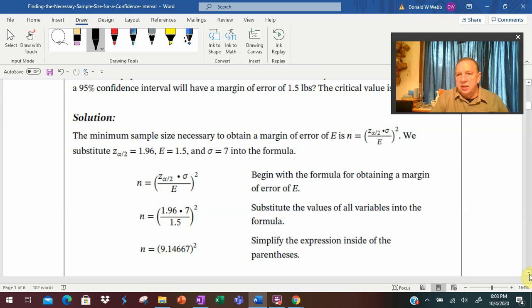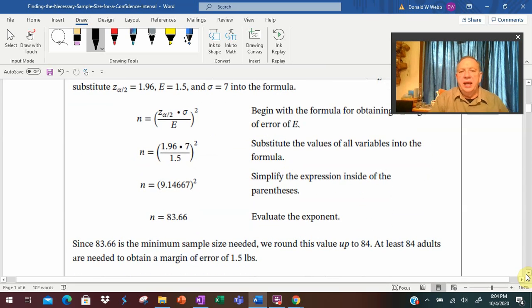Please excuse my dear Aunt Sally. Do all the stuff in the parentheses first. Multiplication, division, my dear. So do this multiplication, division. I get this number, and then I square it. And I get 83.66. Now that's the number of samples that I have to have as the people. However, I can't get a sample of a 0.66 person. So what I need to do is sample 84 people.